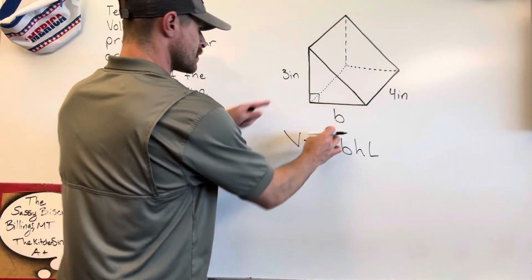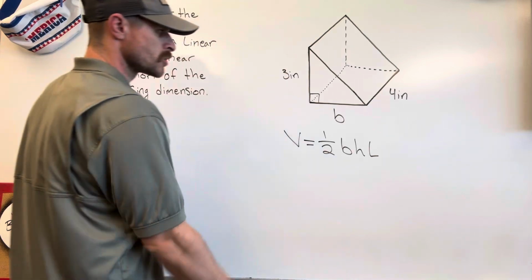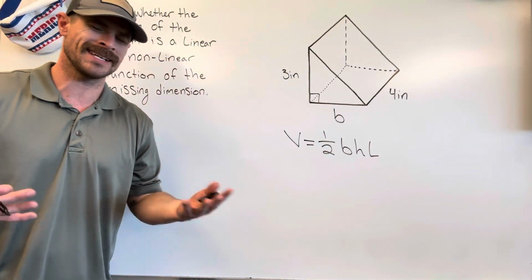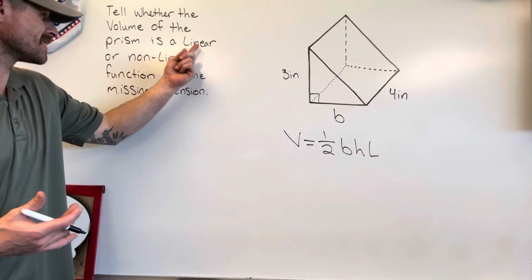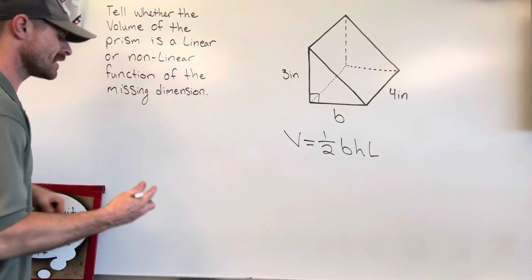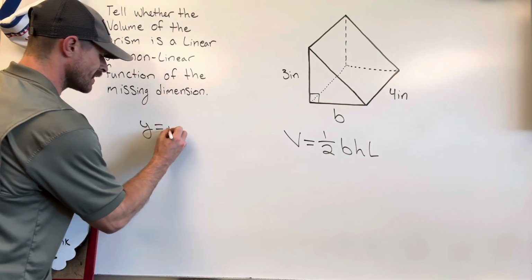Okay, we got our base, our height, and our length right here. So we would just be plugging those numbers in for these variables. But the question being asked is, is it linear or is it nonlinear, right? Well, what do we know about linear versus nonlinear equations? Here's how we can write a linear equation out.